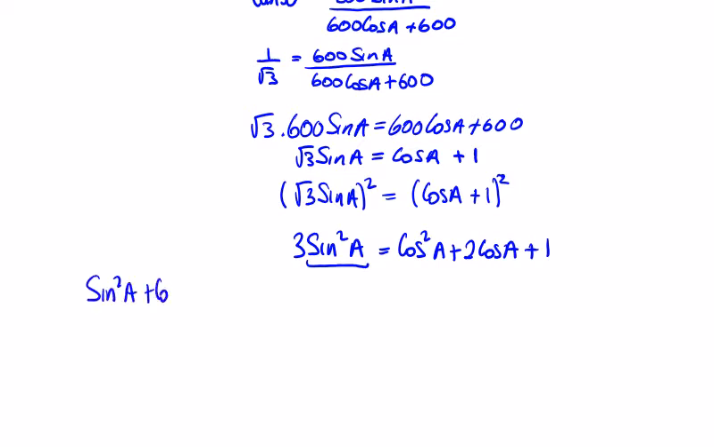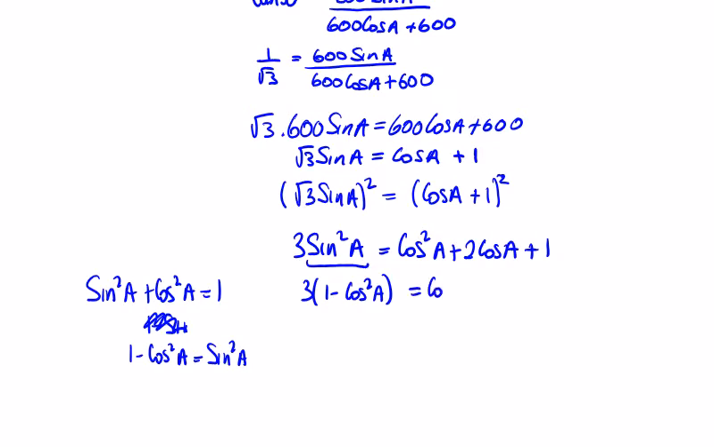Sine squared A plus cos squared A is equal to 1. And we want to replace sine squared. So we're going to write 1 minus cos squared A is equal to sine squared A. So 3 by 1 minus cos squared A is equal to cos squared A plus 2 cos A plus 1. 3 minus 3 cos squared A is equal to cos squared A plus 2 cos A plus 1.